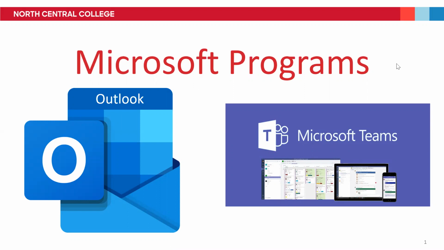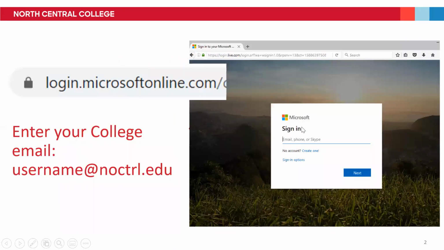The first application that we will discuss in this video is Outlook, the college's email. You can log into Outlook by opening a web browser and typing in login.microsoftonline.com or by Googling Outlook. This will bring you to the Microsoft Office sign-in. Here you will enter your college email, which is your username at noctrl.edu, and then click Next.